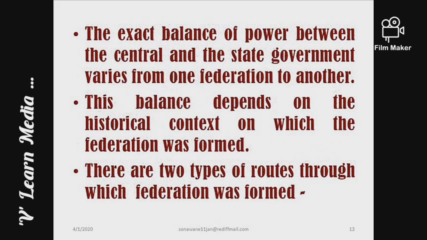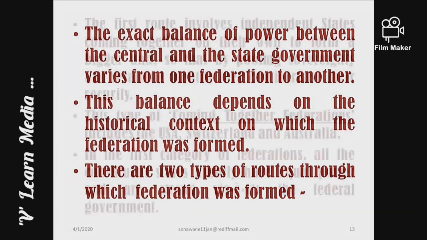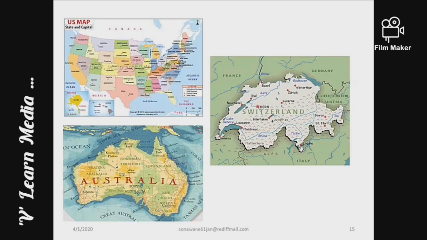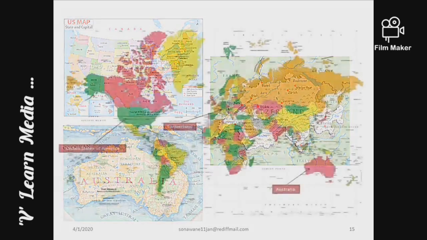The exact balance of power between the central and the state government varies from one federation to another. This balance depends on the historical context in which the federation was formed. There are 2 types of routes through which federations are formed. The first route involves independent states coming together on their own to form a bigger unit, so that by pooling sovereignty and retaining identity they can increase their security. This type of coming together federation includes the USA, Switzerland and Australia.